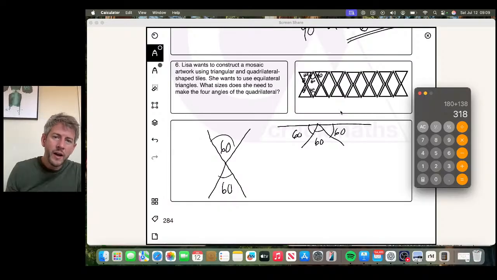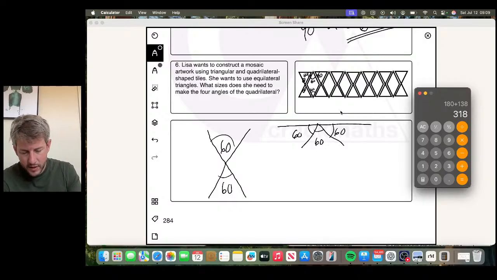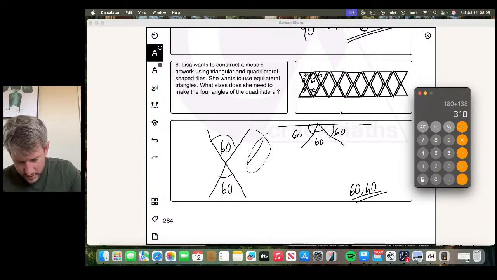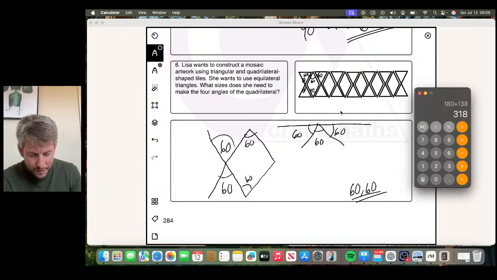Okay, now angles in a quadrilateral have to add up to 360. So we know that 2 of the angles are 60. We'll just write that down there, 60 and 60. Okay, that's two of them. So let's think about that here. So this angle's 60, this angle's 60 here. So together, 60 add 60 equals 120 degrees.